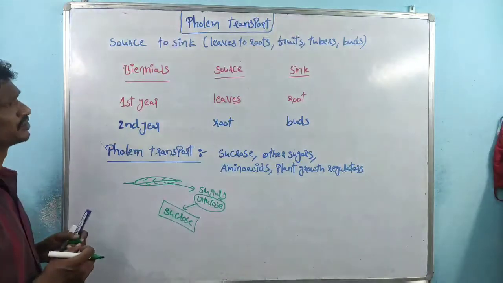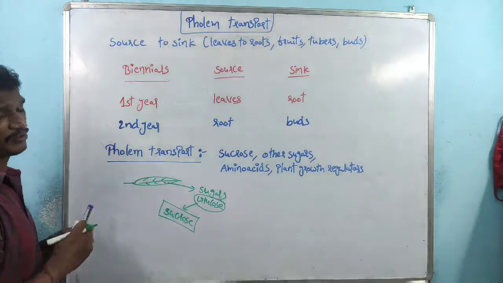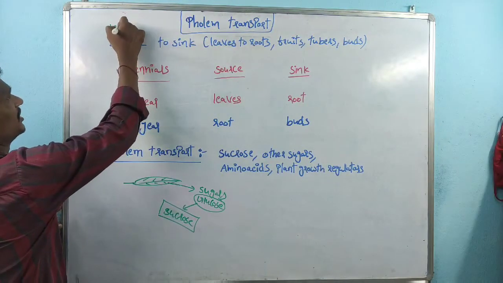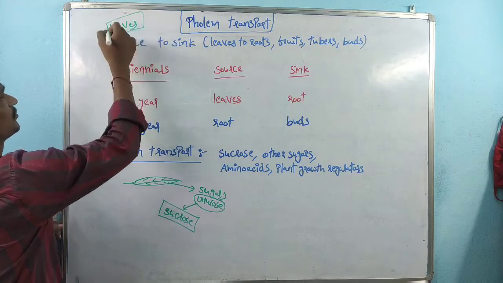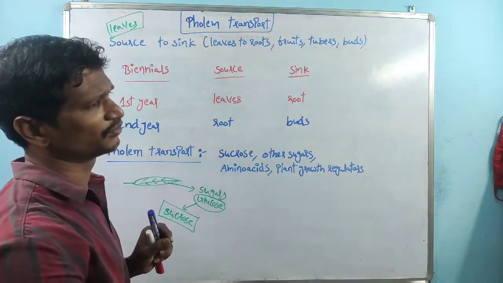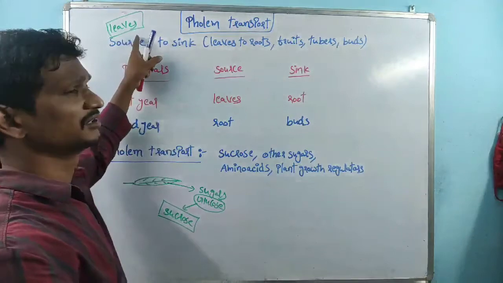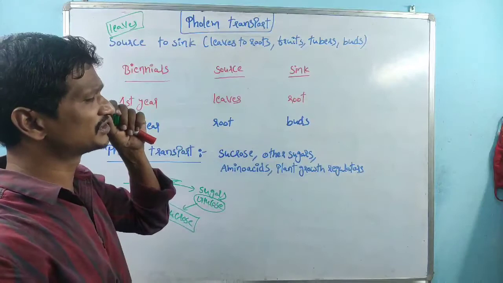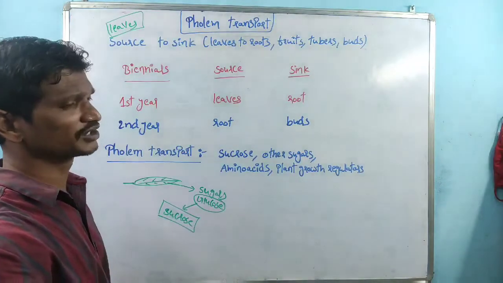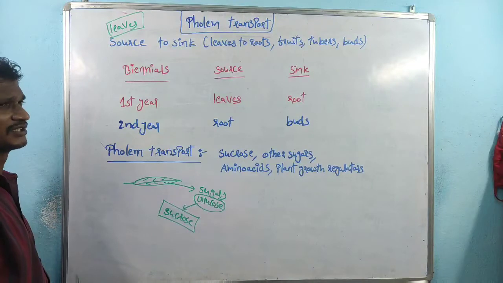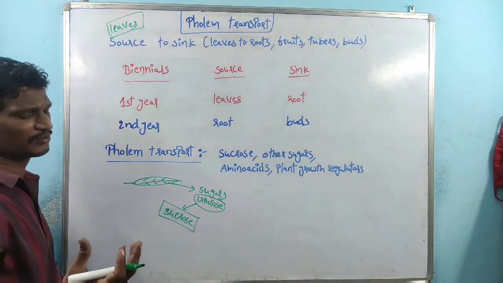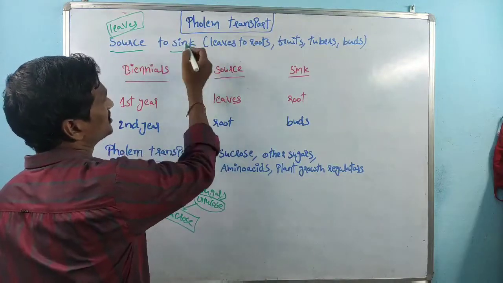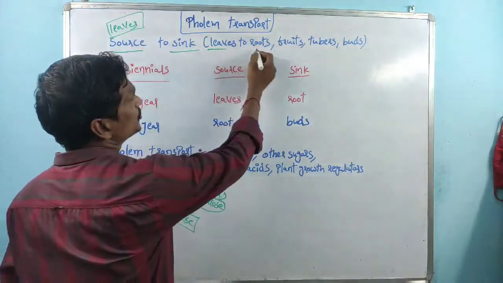See here, the carbohydrates are transported from source to sink. Source, for the phloem, is the leaves. Whatever leaves are there are involved in the photosynthesis process. And sink means wherever the storage takes place, those particular parts are called sinks. Where the carbohydrates are stored, those parts are called sinks. So here, source is the leaves, and sink is, for example, the roots.